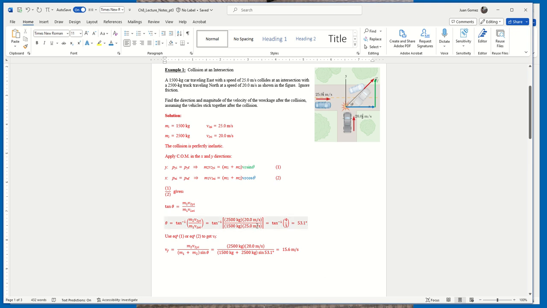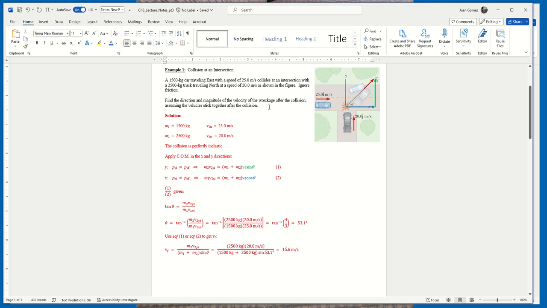Plug in the numbers, and you get that theta is equal to the inverse tan of 4/3, which is 53.1 degrees. Now, once you know theta, you can use either equation 1 or equation 2 to get Vf. I used equation 1. I want Vf by itself, so divide both sides by M1 plus M2 and then sine theta. So this is what you get for Vf. Plug in the values and you get 15.6 meters per second.